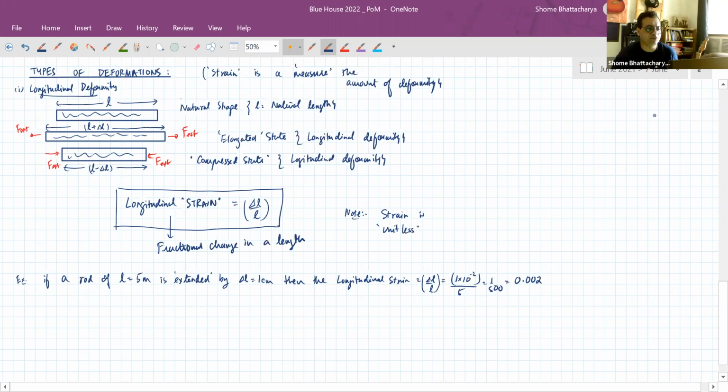So this is the first type of deformity. It is called the longitudinal deformity.